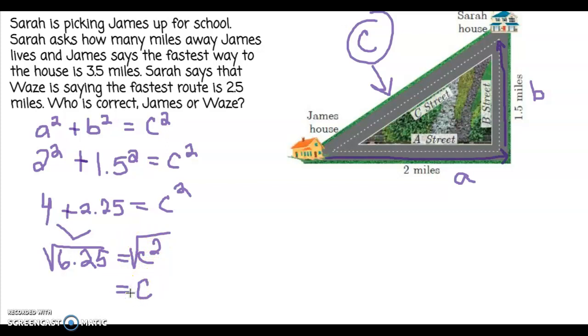The square root of 6.25, we are going to put that in our calculator. So when you go to your calculator, make sure that when you put in 6.25, you're hitting the square root key. And you do get a distance of 2.5. So was Waze correct? Yes, it does take 2.5 miles to travel from James's house to Sarah's house by taking C Street.